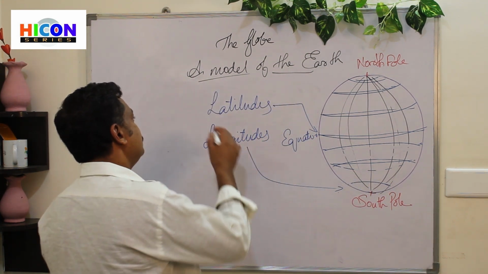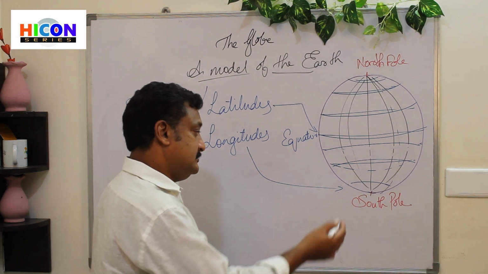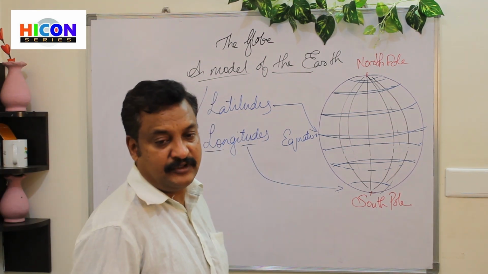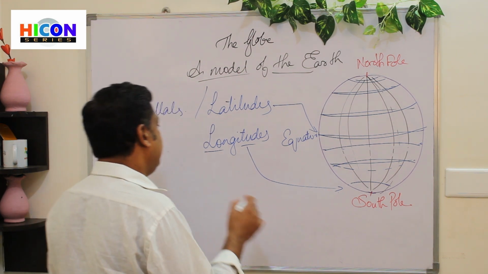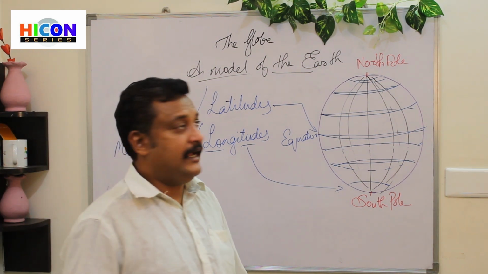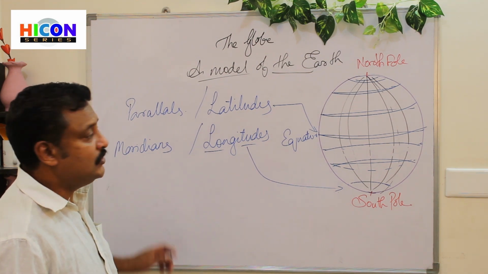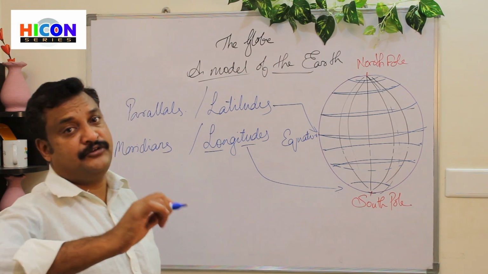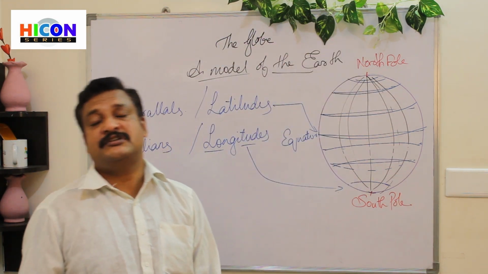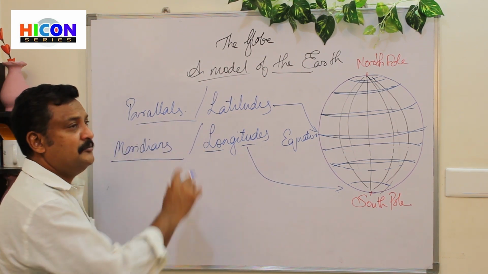They are known as latitudes or parallels. Right? The other, longitudes, they start from the North Pole and end at the South Pole. Every longitude starts from the North Pole and ends at the South Pole. And they are also known as meridians. Okay, so latitudes are also known as parallels, longitudes are also known as meridians, right? So, the lines that run parallel to the equator are known as the latitudes, and the lines that start from the North Pole to the South Pole are called longitudes. Latitudes are also known as parallels, longitudes are also known as meridians.